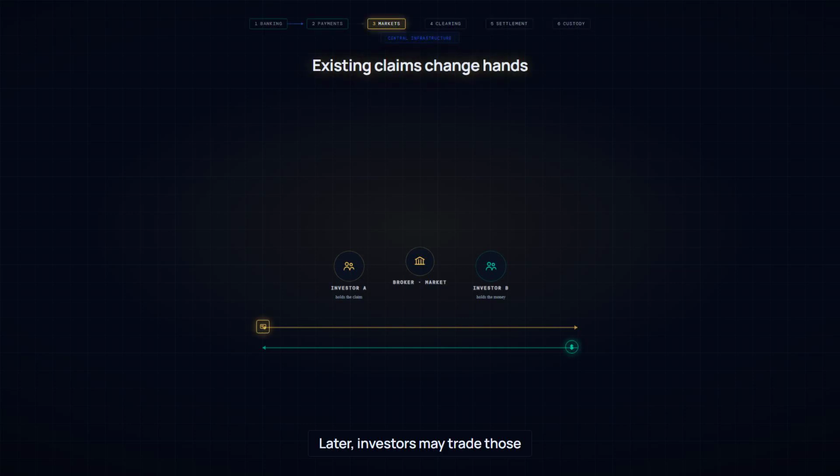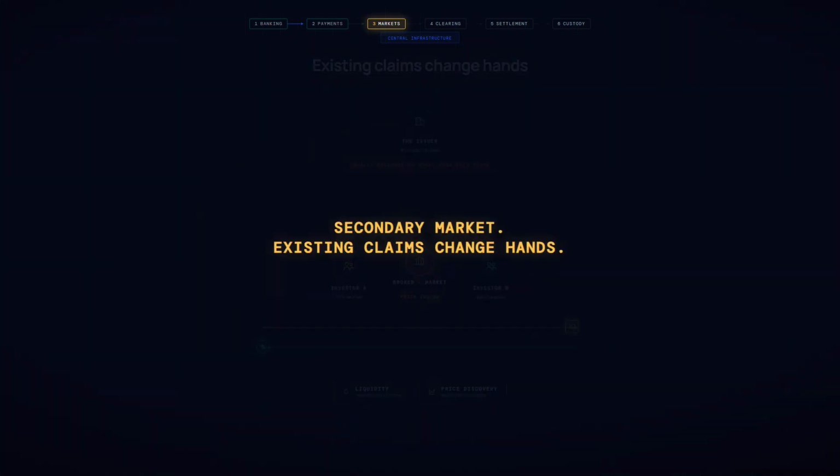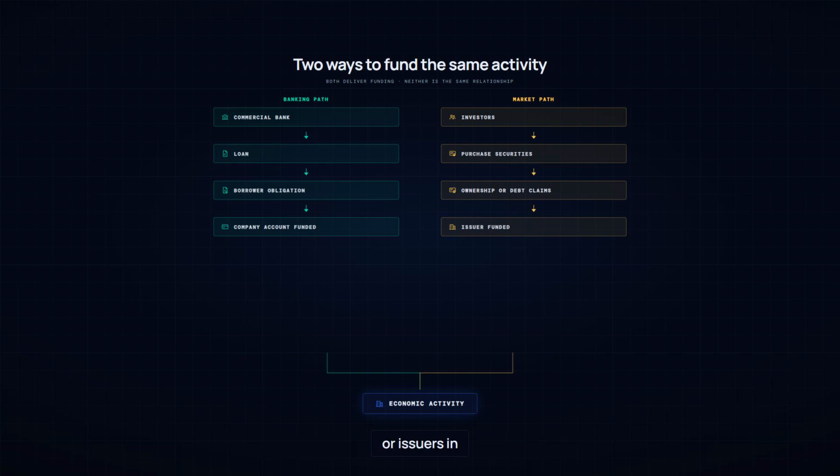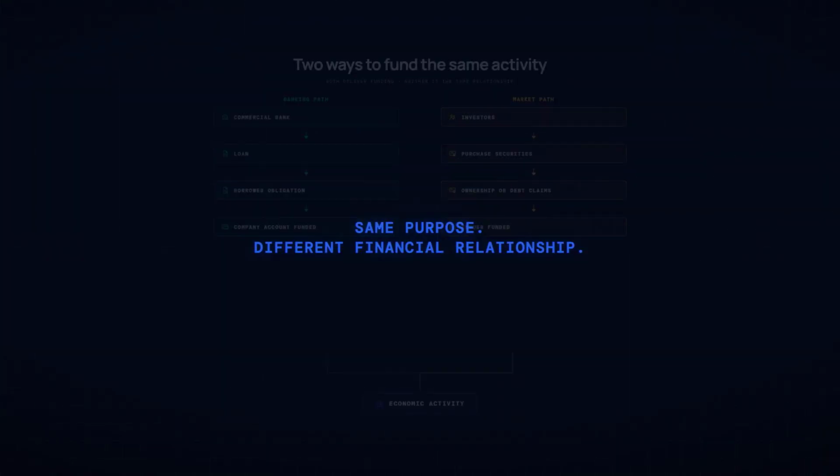Later, investors may trade those securities with one another in the secondary market. The company usually does not receive the money from each later trade, but the market still provides liquidity and price discovery. So banks and capital markets can both fund economic activity. They simply connect money to borrowers or issuers in different ways.